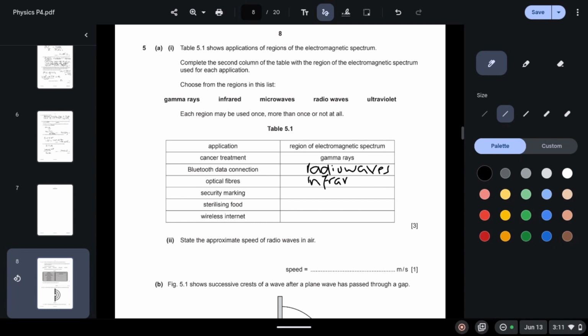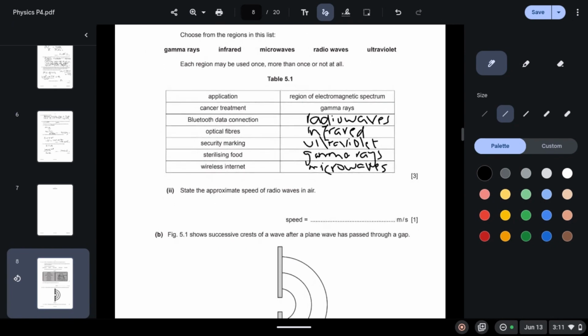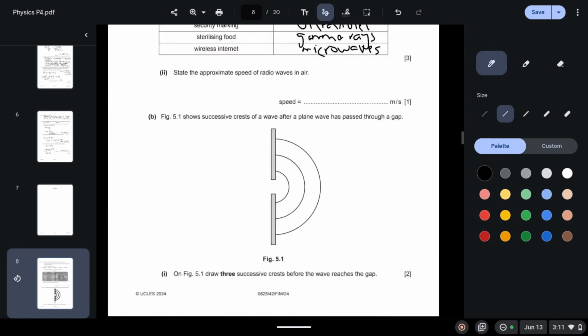Security marking uses ultraviolet. Sterilizing food, gamma rays. And wireless internet uses microwaves. So this is something that you must memorize for your exams.